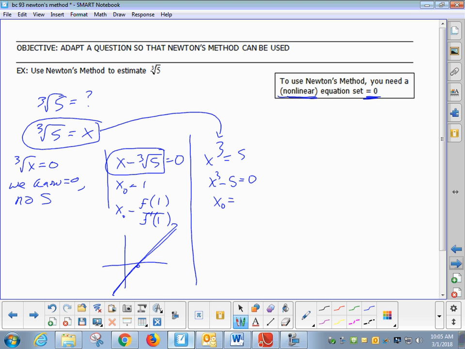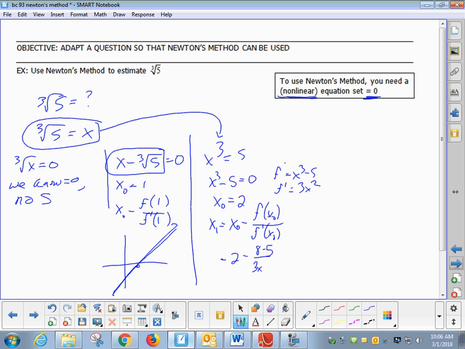What initial guess would you use? 1 or 2? 1, okay. 8 versus 1. Let's use 2. I think it'll be closer, but 1 or 2 would be justified. x1 is x initial minus f at x initial over f prime at x initial. That is 2 minus, what is f at x initial? 8 minus 5, or 3. If f is x cubed minus 5, then f prime is 3x squared.